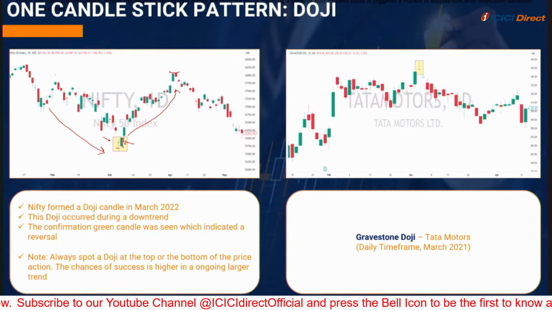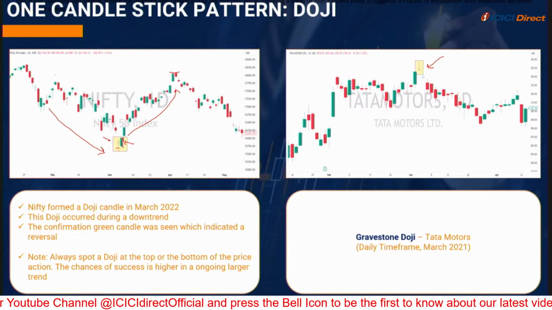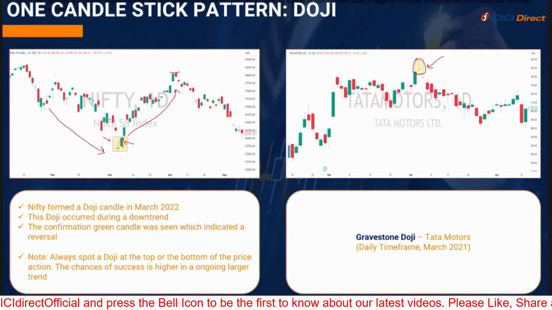Perfect. Next, come to this pattern of Tata Motors. If you go way back to March 2021 on the daily time frame of Tata Motors, you will see this pattern being formed. Can I say there was an uptrend, and here there was an indecision in the market, because this was a gravestone doji, with a longer upper shadow, smaller lower shadow, and absolutely no body.